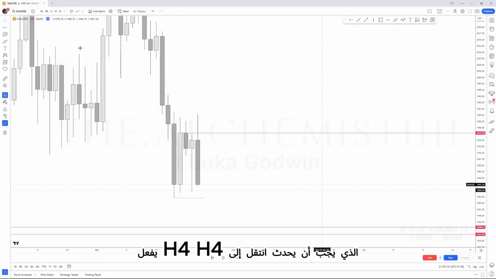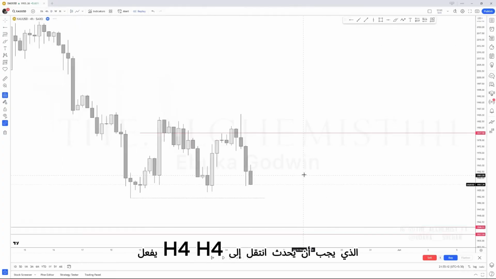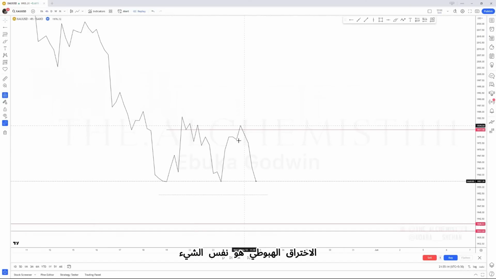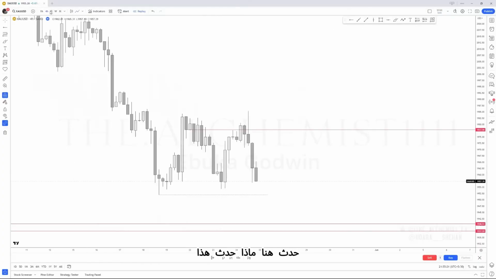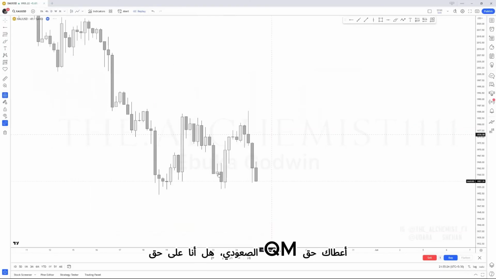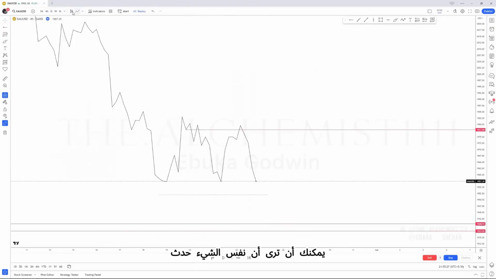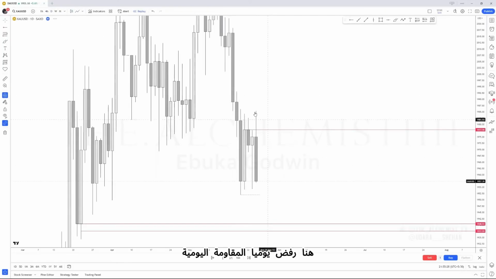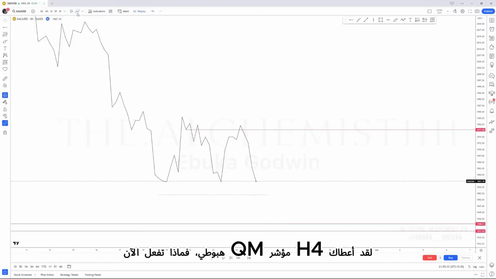What's the next thing that needs to happen? Go to H4. H4 does a bearish breakout. A QM, the same thing that happened here, right? Same thing that happened here. What happened this day? Daily rejected a daily support. H4 gave you a bullish QM, right? Am I right? You can see that. Same thing happened here. Daily rejected a daily resistance. H4 gave you a bearish QM.